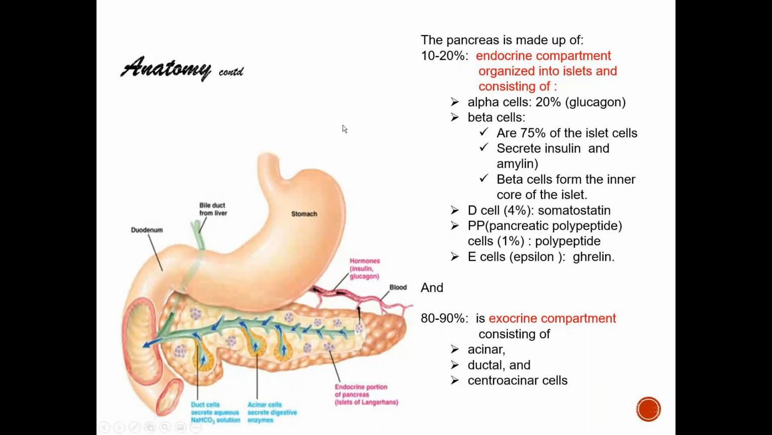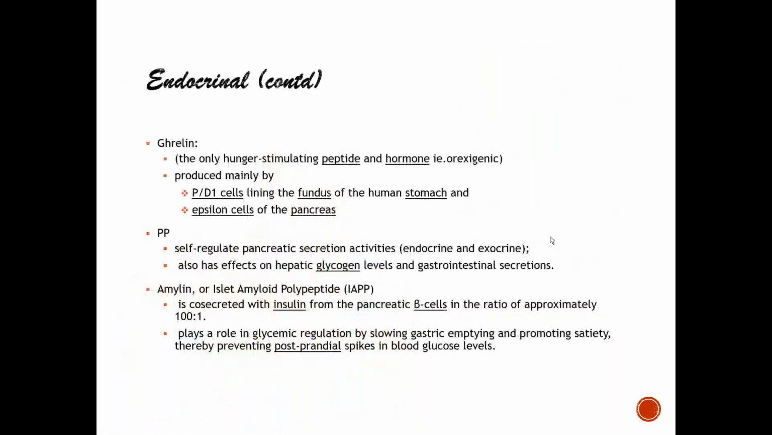So in a nutshell, there are four main types of cells in the islet. The majority are beta, then comes the alpha, the delta, and the pancreatic polypeptide cells. A very small part is the E cells. Okay, so that is how it is arranged. Now, just a few words. We all know about insulin and glucagon. We'll talk about them at some later point of time.